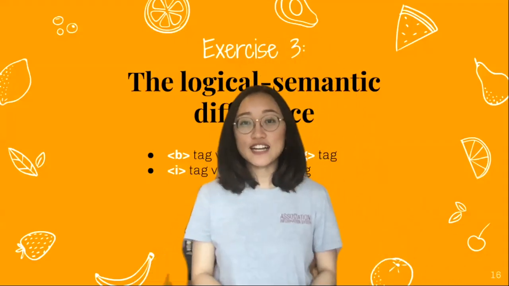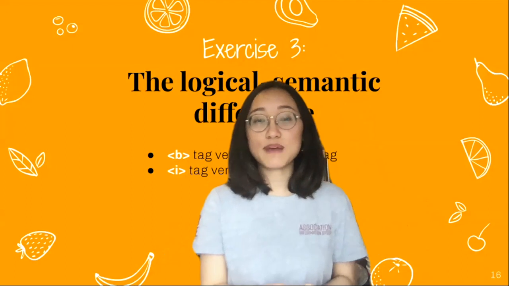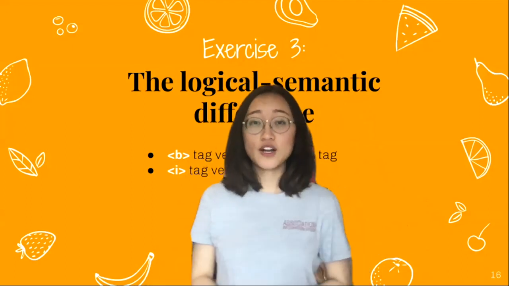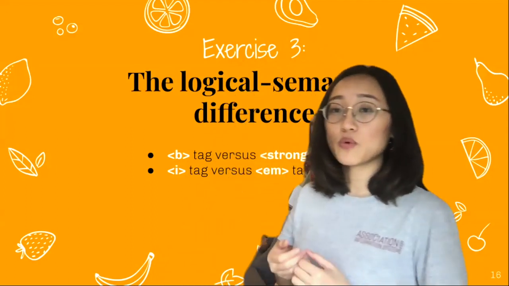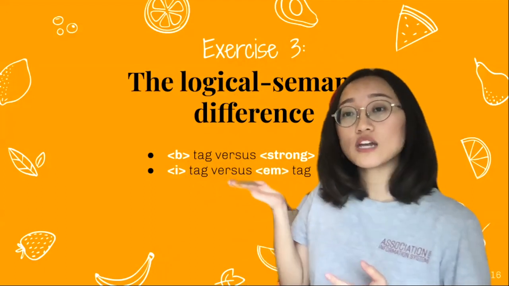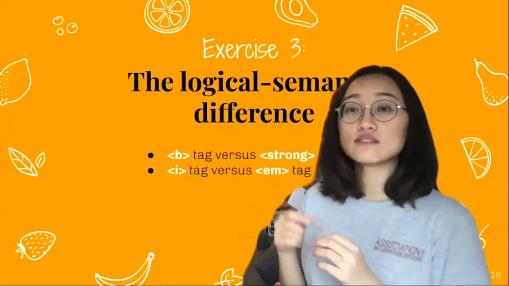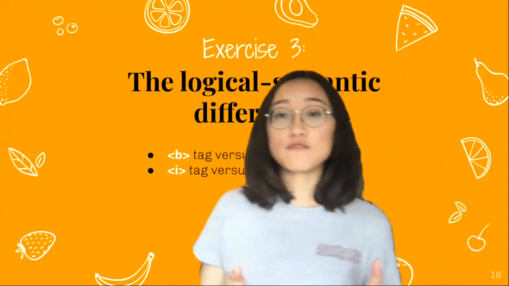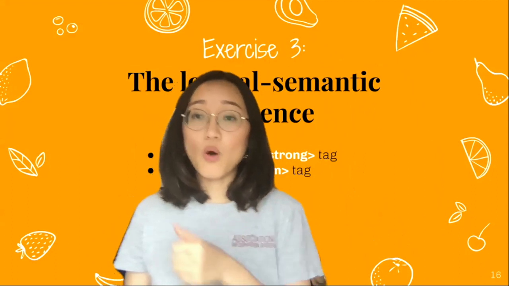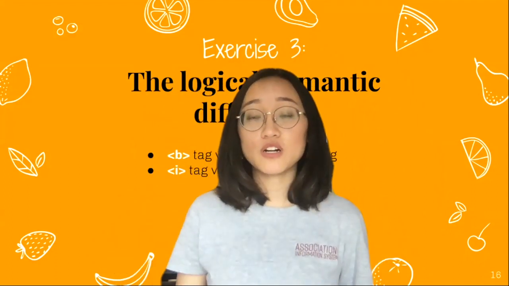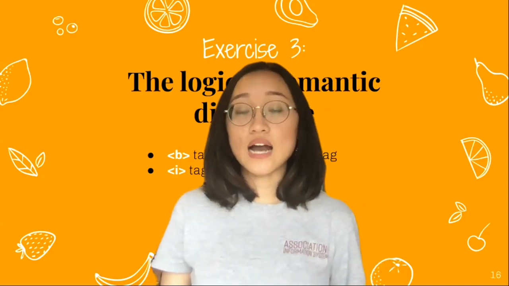So moving on to the third exercise, this is a very tiny little difference that you might not notice, but it's a huge difference for people who are using screen readers. I'm talking about the logical semantic difference. So in here I have 2 bullet points. For normal people, when they do B or strong, it will showcase as highlighted bolded text. And when they do I and EM, it's the same thing for slanted words. However, using strong and emphasize rather than B and I will make a huge difference for people who are using screen readers because this stresses the semantic expression of it.